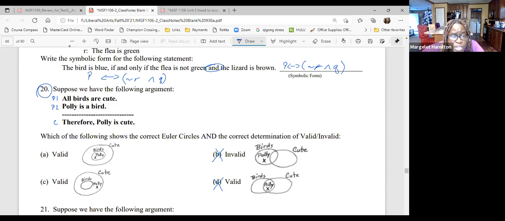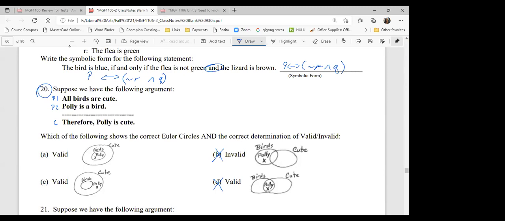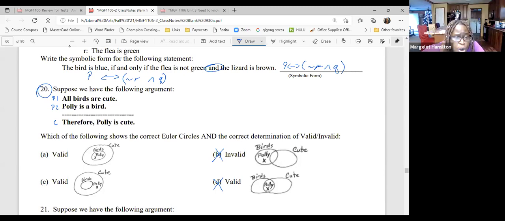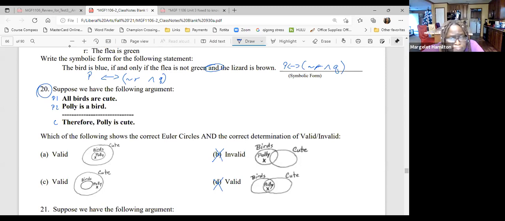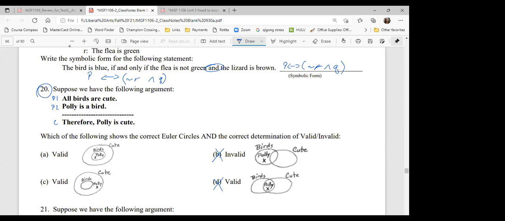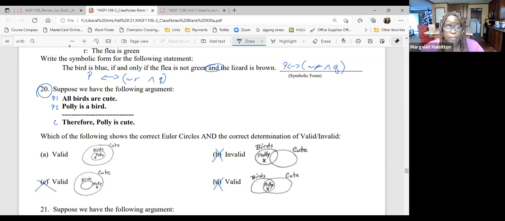Now premise 2 says Polly is a bird. So now we need to draw this to be true. In order for Polly to be a bird, she needs to be in the bird circle. Do you agree? Okay. So is she in the bird circle for A? Yes, ma'am. Is she in the bird circle for C? No, ma'am. Can that be our answer? C can't be our answer because Polly isn't in the bird circle.